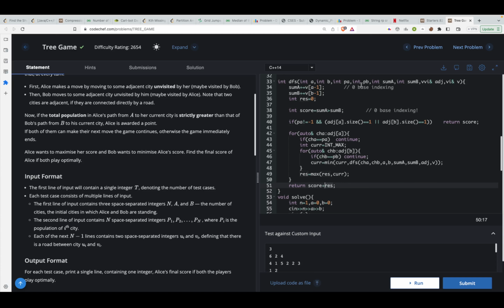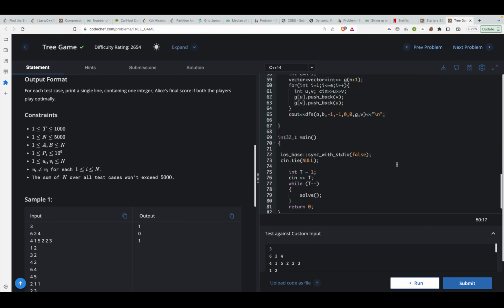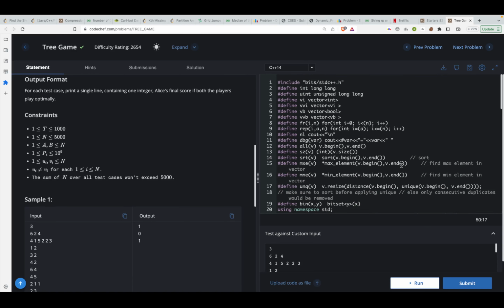I hope this makes sense and was understandable. Cool. So yeah, this is for the solution. I'll just mention this code when I upload this video.